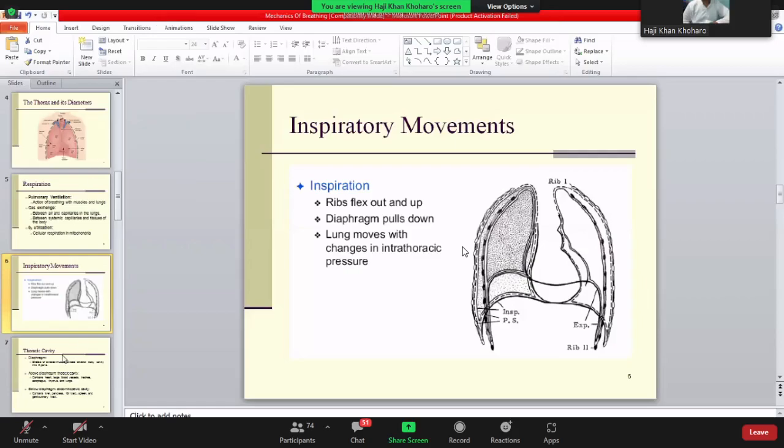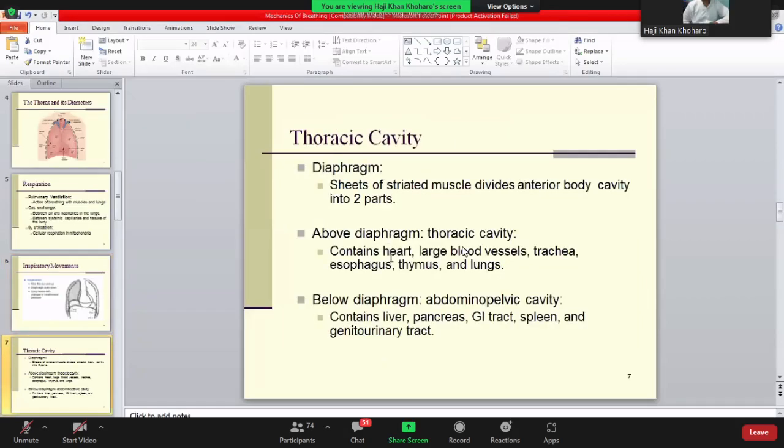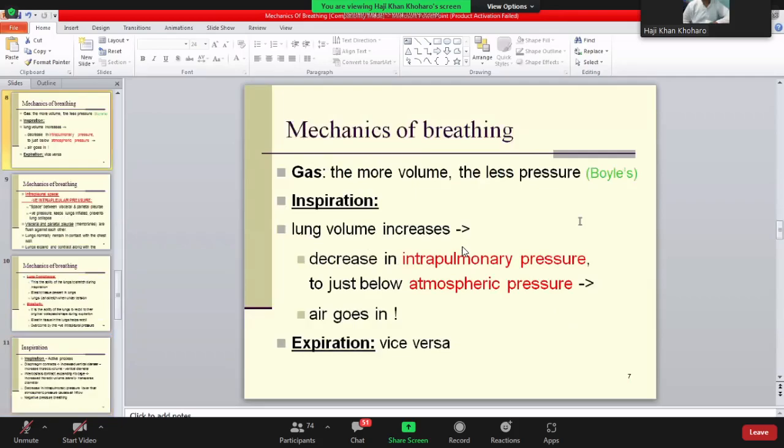Okay, diaphragm. The diaphragm is the primary muscle of inspiration. Regarding inspiration, remember two things, two pressures: atmospheric pressure and intrapulmonary pressure. When the intrapulmonary pressure is lower than the atmospheric pressure, the air goes inside. And when the intrapulmonary pressure increases above the atmospheric pressure, the air leaves the lungs, as occurs during expiration. So this is the story of two pressures called intrapulmonary pressure and atmospheric pressure.